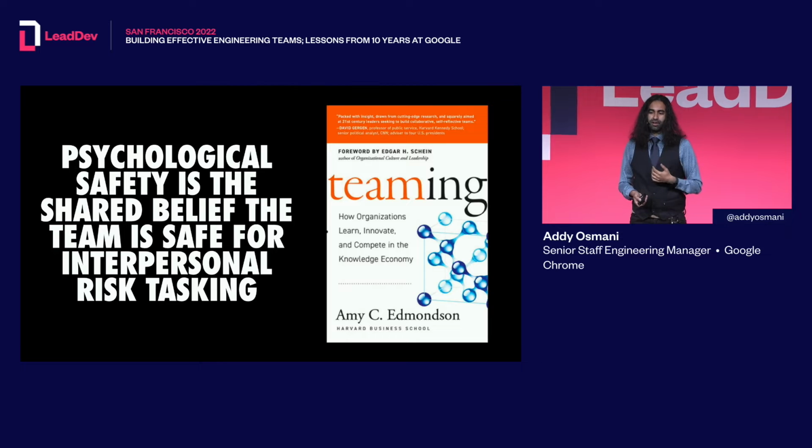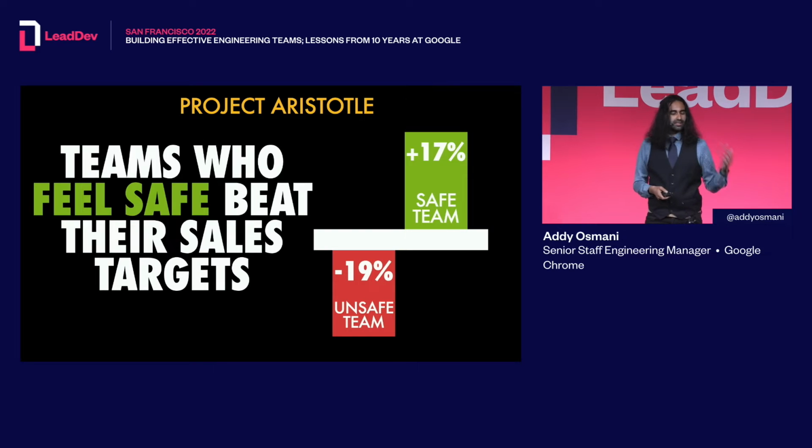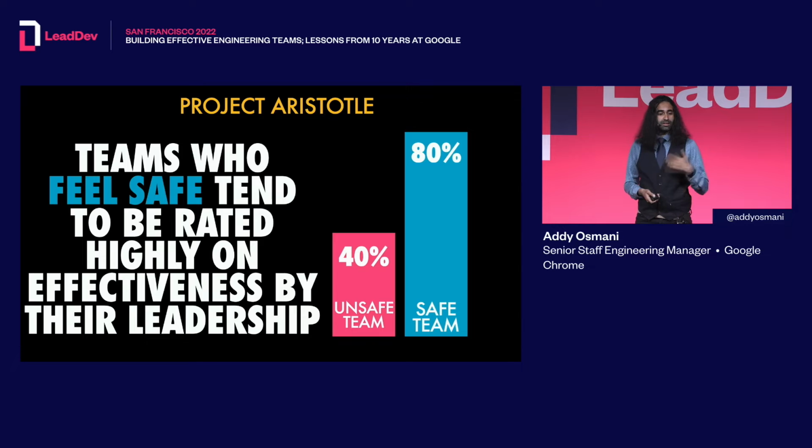Now, what Project Aristotle found was that teams who felt safe beat their sales targets by anywhere up to 17% more, while teams that didn't really feel safe didn't necessarily make those targets quite as well. Teams who felt safe tend to be highly rated on effectiveness by their leadership, anywhere up to 80%. Contrast that to teams who don't feel as safe.